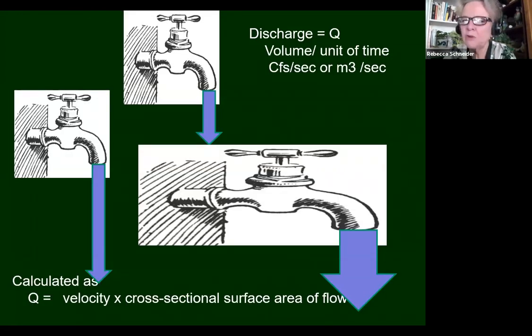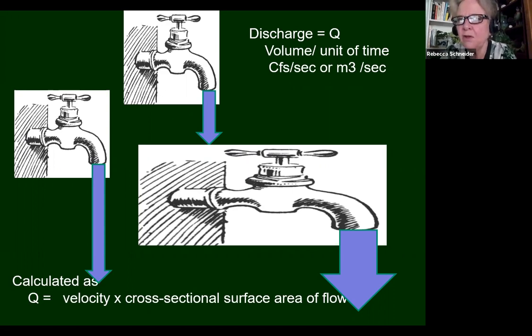What we're talking about is called discharge. That's the volume of water that flows through the stream per unit of time. It's typically reported as cubic feet per second, cubic meters per second, gallons per second sometimes. It's a volume in a unit of time, and it's designated with the letter Q. The way it's determined is to measure the velocity of the water times the cross-sectional area of how much water is flowing.